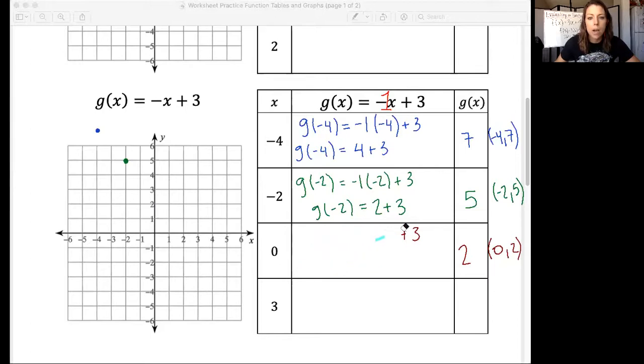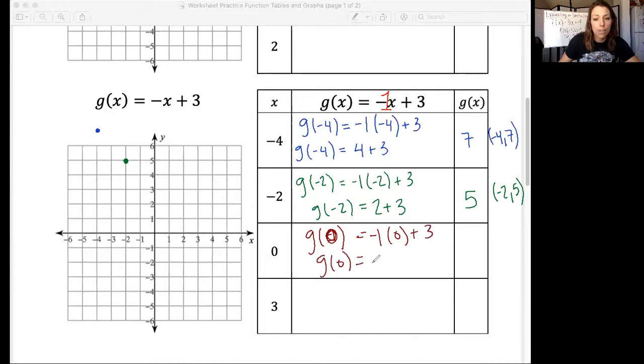And my mistake was that -1 times 0 is not -1. -1 times 0 is 0. So that's how you can tell. Oops, this is 0. That's how you can tell if you made a mistake, if those points, in this case, because it's a linear function, don't line up.